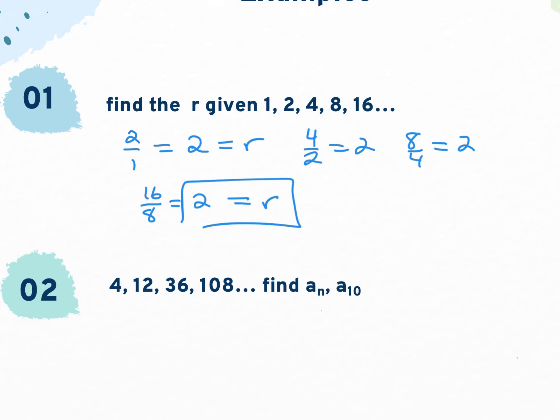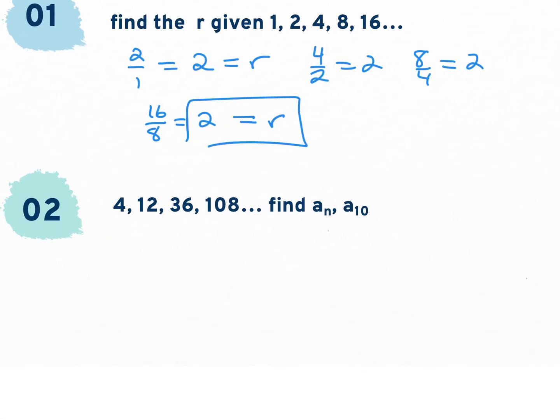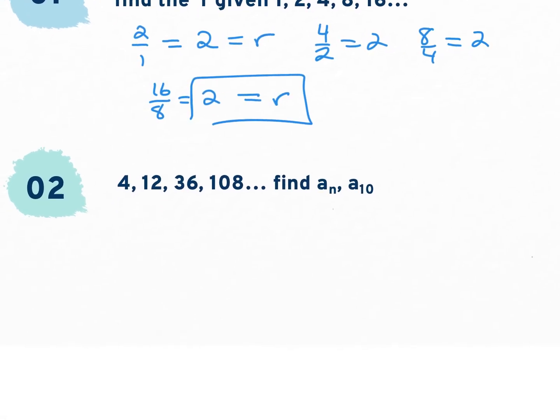The next one is asking us to find a sub n and the 10th term. So the formula that we need to fill in, remember, is a sub n equals the first term, a sub 1, times the common ratio raised to the n minus 1 power. Now, notice in this formula I need to find the r. So the first thing I'm going to do is find my common ratio by dividing two consecutive terms. I can find it by just using the first two.